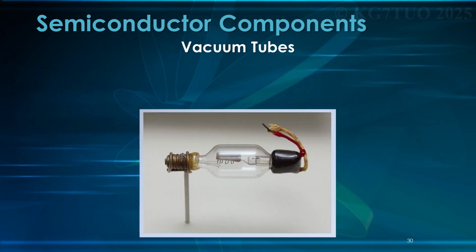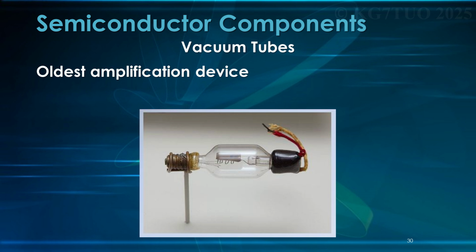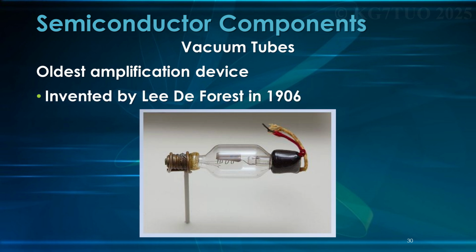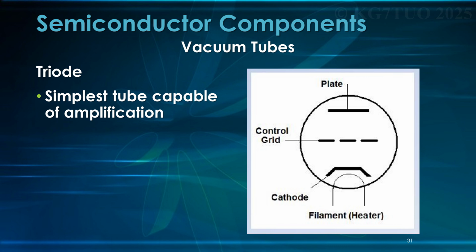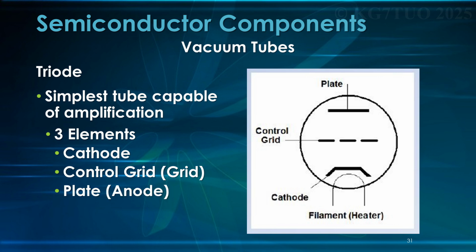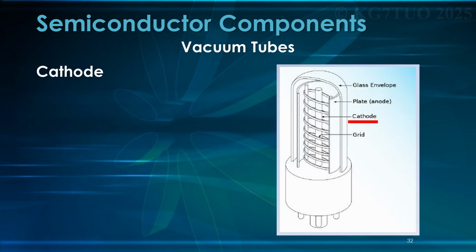Okay, so that's a vacuum tube. That's a very early one. It's the oldest amplification device, and it was invented by Lee De Forest in 1906. We didn't even start radio until the turn of the century. All right, triode. Triode is 1, 2, 3, triode. It's the simplest tube capable of amplification. It's got 3 elements: a cathode, a grid, also known as the control grid, and a plate, or the anode. The cathode is the source of the electrons.